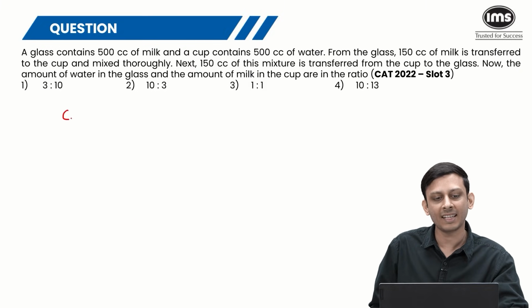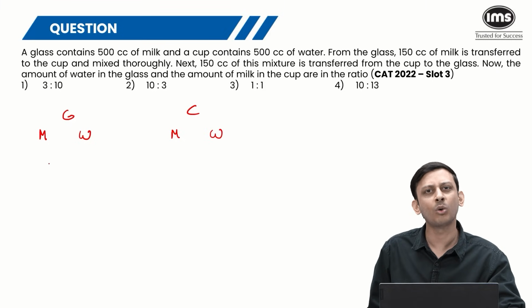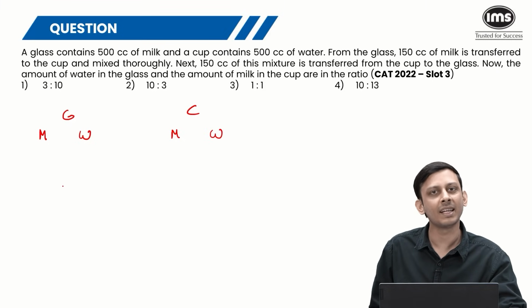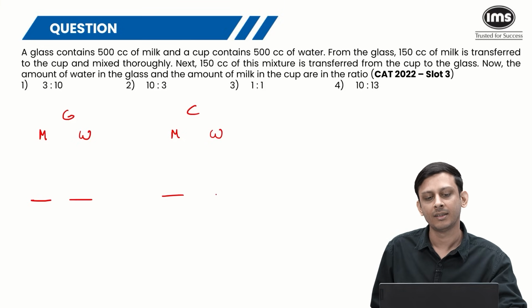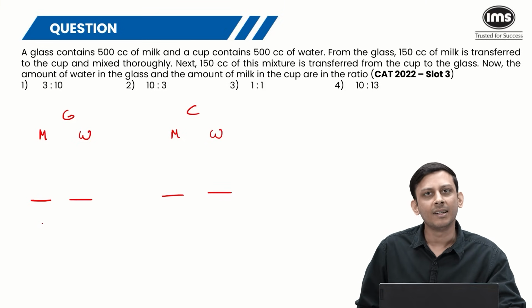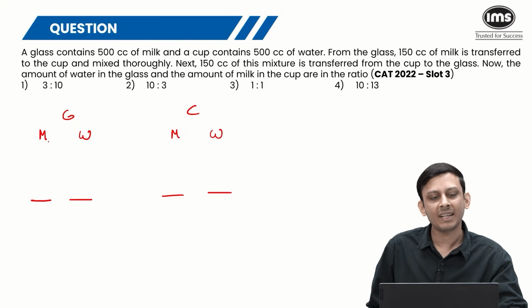So we have again a glass with milk and water, and we have a cup with milk and water. We don't care about what is there at the beginning, what is happening in the middle. We are just coming directly to the end. Now at the end, we don't know the actual quantity. We are avoiding that calculation. So if we take the final amount of milk in the glass as X, any variable, for example, X.